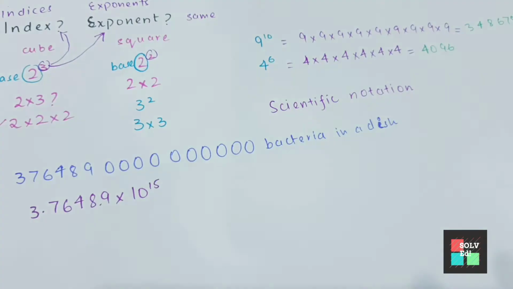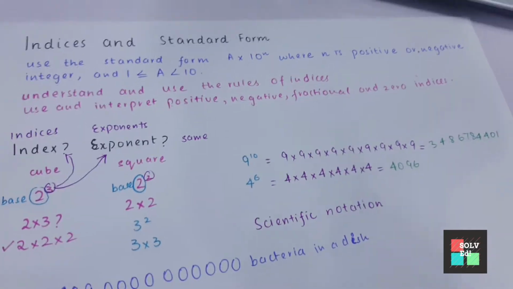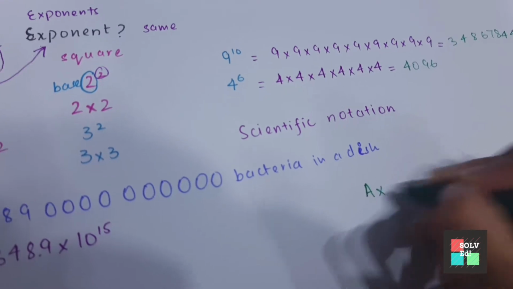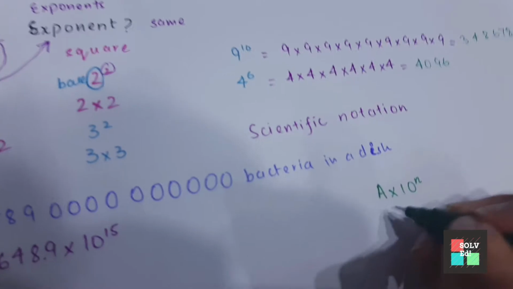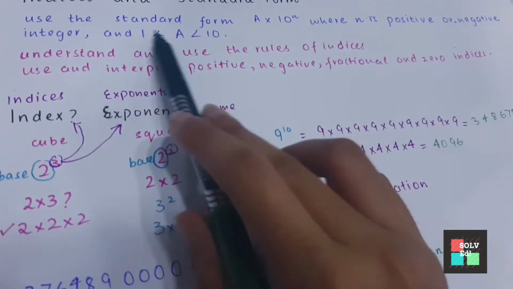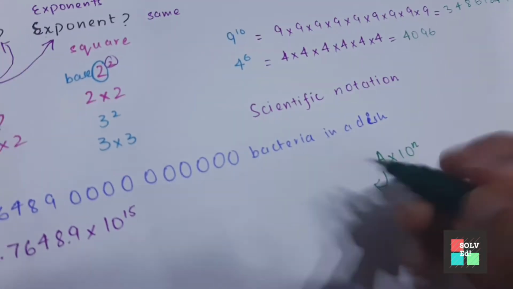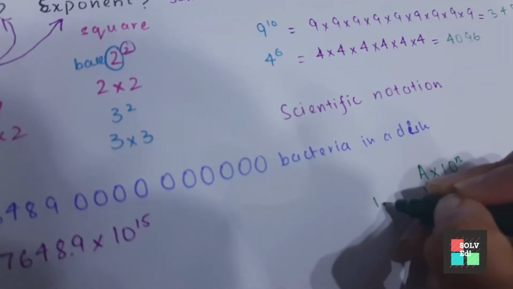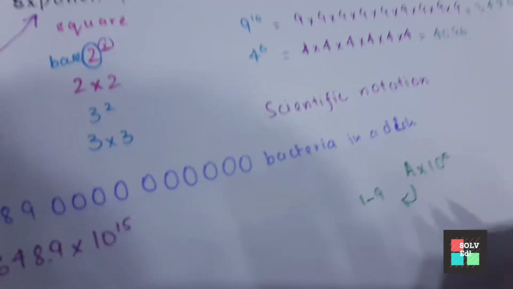scientific notation. So first of all, as discussed in the objective, the scientific notation or standard form comprises this general form. It is a into 10 to the power of n. A here can be greater than or equal to 1 and less than 10. So A here should range from 1 to 10, any digit from 1 to 9.